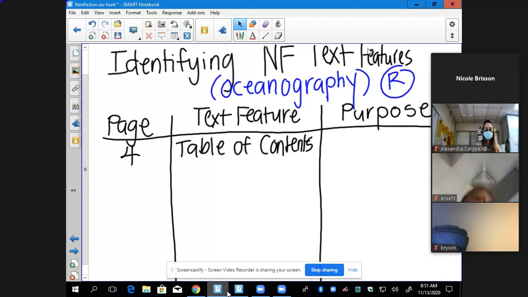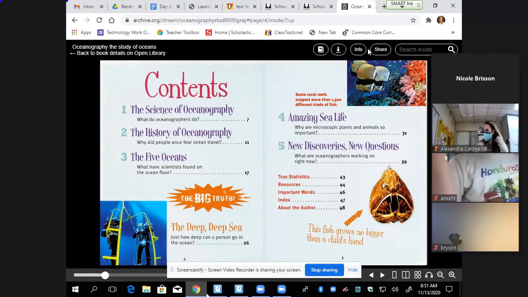All right, and then I'm going to go back. What do you notice about the table of contents? It shows what? Lily, what does it show? It shows like all the different pages you'll be reading. Yes, it shows all the different chapters.